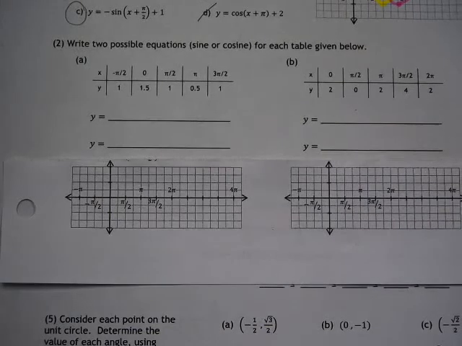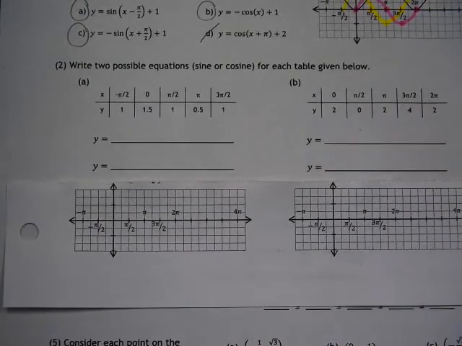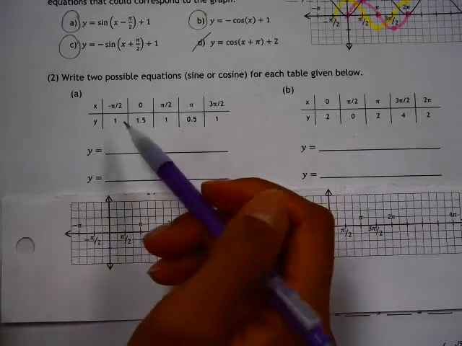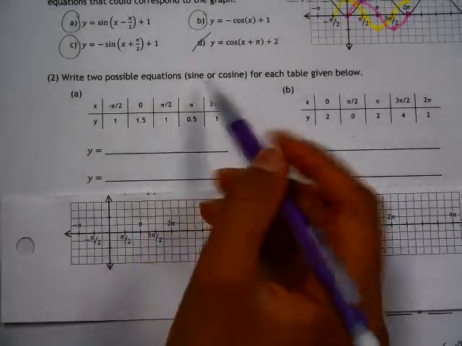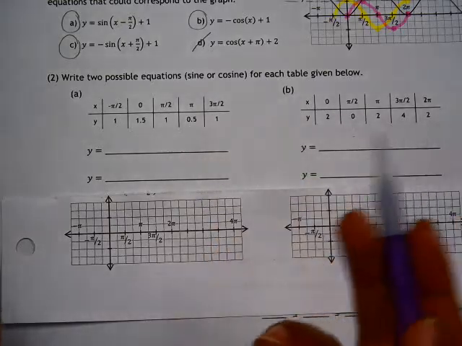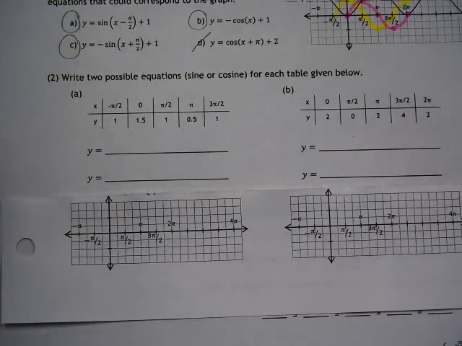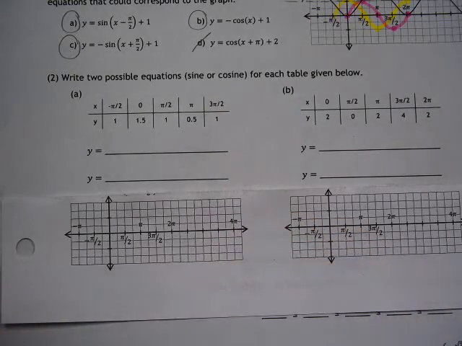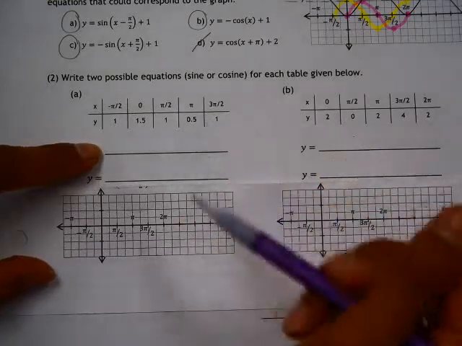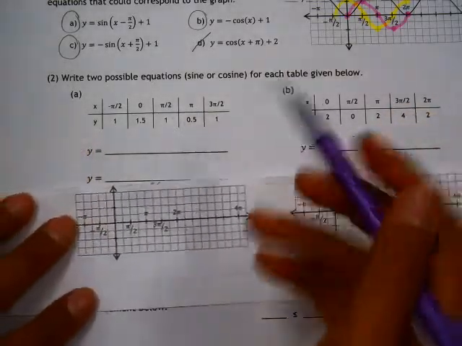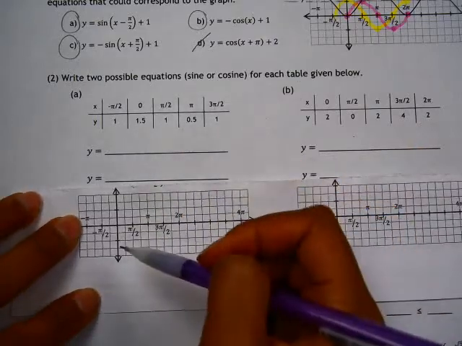In problem number 2, we're given a table of values and we're asked to write two possible equations, sine or cosine, for each given table. So I'll go ahead and do one potential equation for sine and one for cosine, but keep in mind that for both of these there's many possible answers, so the answer you come up with may not be exactly the same as mine. It is possible to do these without graphing them, but if you have trouble, I would suggest plotting the points and then determining the equation.